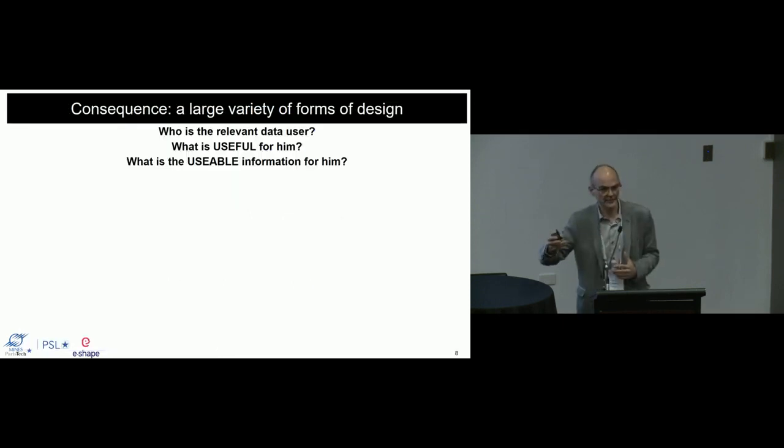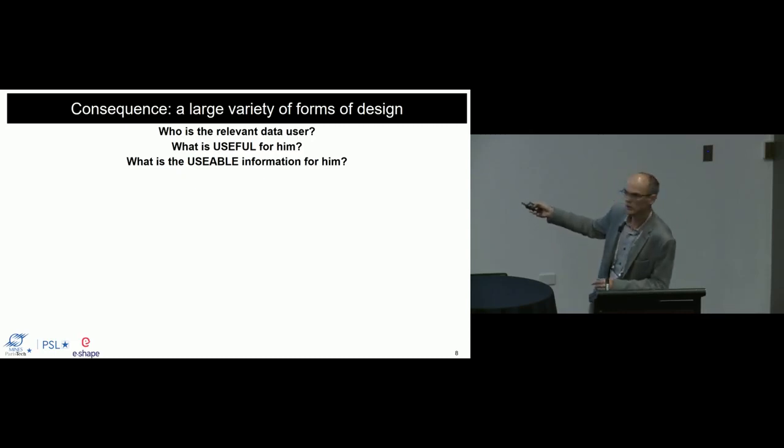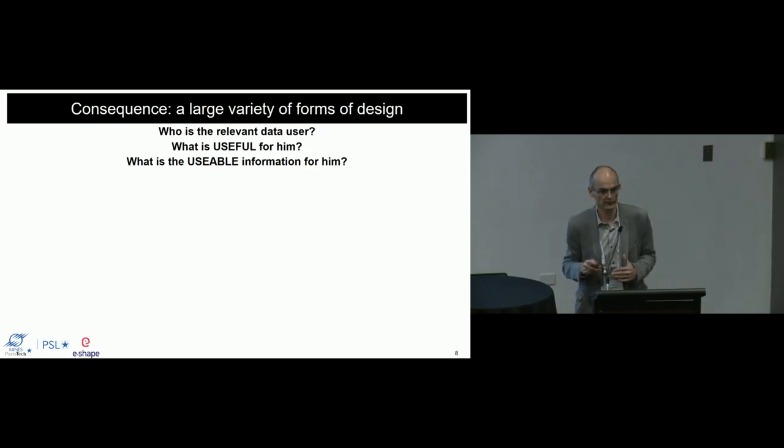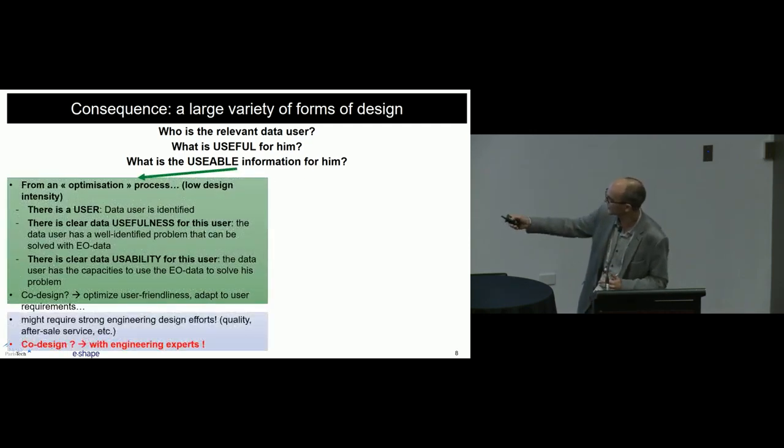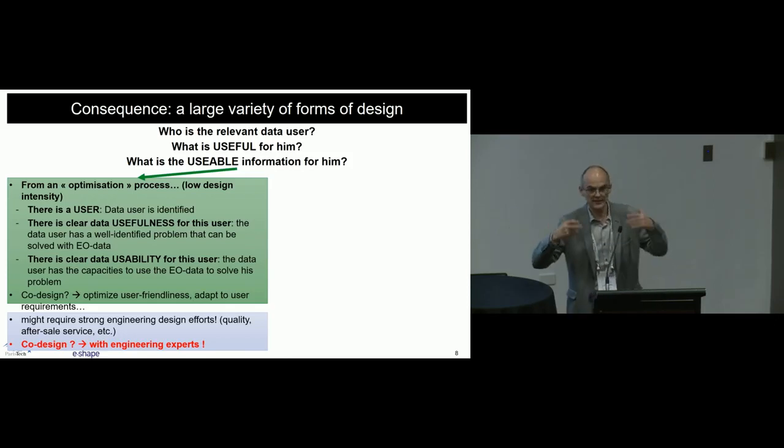Now, if we go deeper in this, look at the users we have. Finally, the question is, do we have the relevant user? What is useful for him? And is it usable information for him? And we have a first class of problem where finally the user is identified. Okay? He has a problem, and it's clear that the data is a new resource to solve the problem.